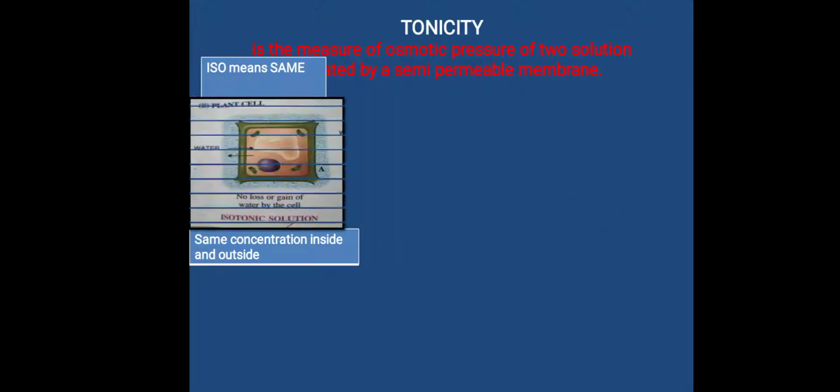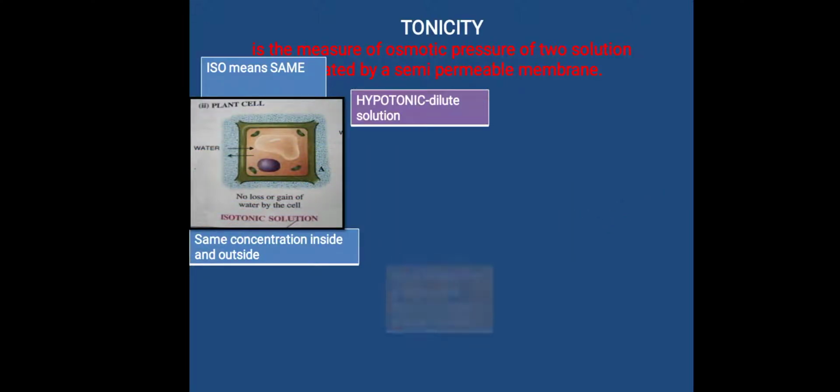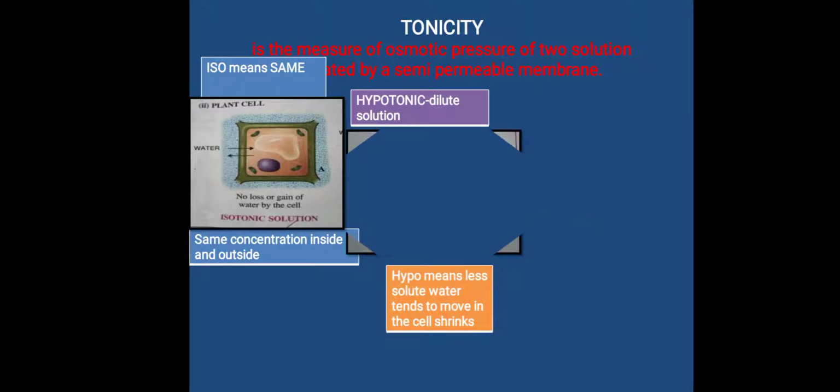Turgidity. Tonicity is a measure of osmotic pressure of two solutions separated by a semi-permeable membrane. Iso means same. There is no loss or gain of water by the cell.